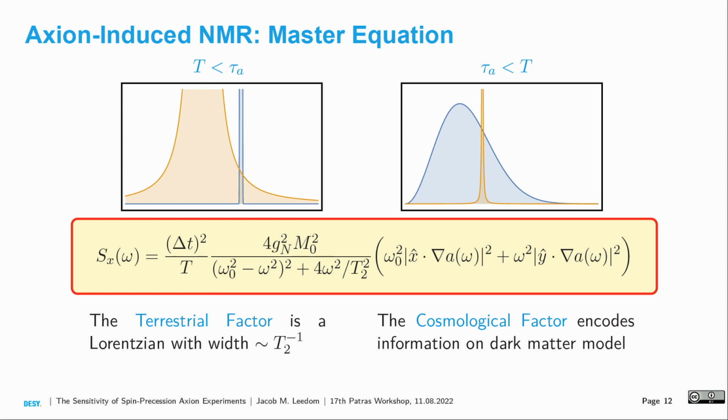Low mass regime, again, means that you have a very long coherence time. And in this case, you expect that you're basically sitting in one bin because you can model the dark matter as basically being a single cosine, a single plane wave. So that makes sense. Here, blue would be the PSD of the gradient of the axion, and orange is this Lorentzian factor out in front. So here, you're just picking out a single frequency bin because of the cosmological factor.